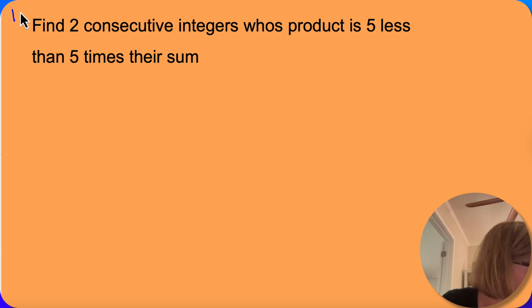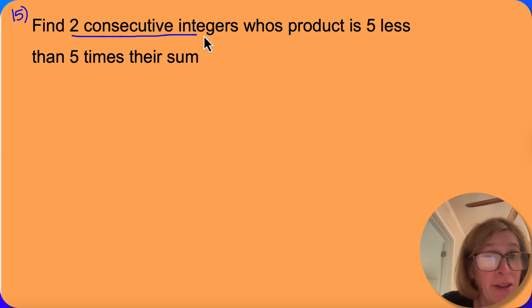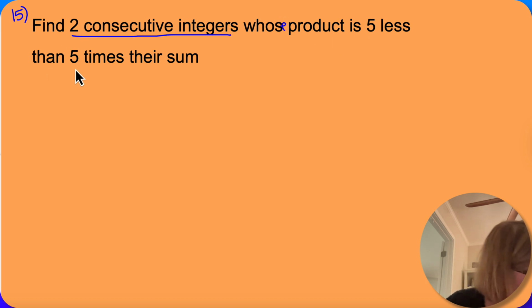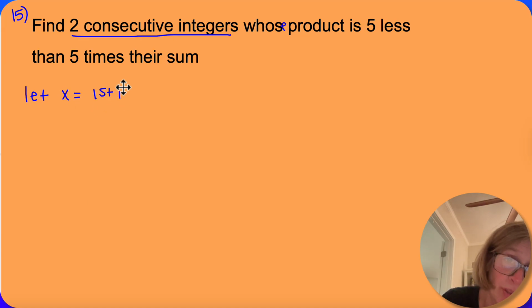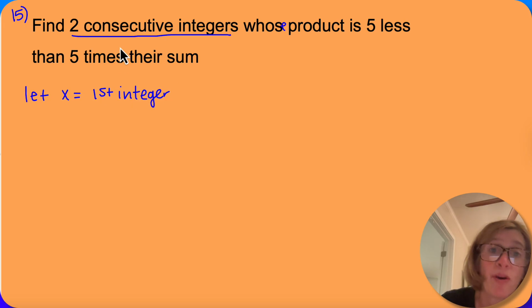So this was question number 15. It says find two consecutive integers whose product is 5 less than 5 times their sum. Okay, so let's get our let statement. We have two integers. Now in this case, we have two consecutive integers. So let x be the first integer, or smallest integer. Well, consecutive means it's just the next number. So if the first number was 4, the next one would be 5. They're 1 away from each other. So x plus 1.